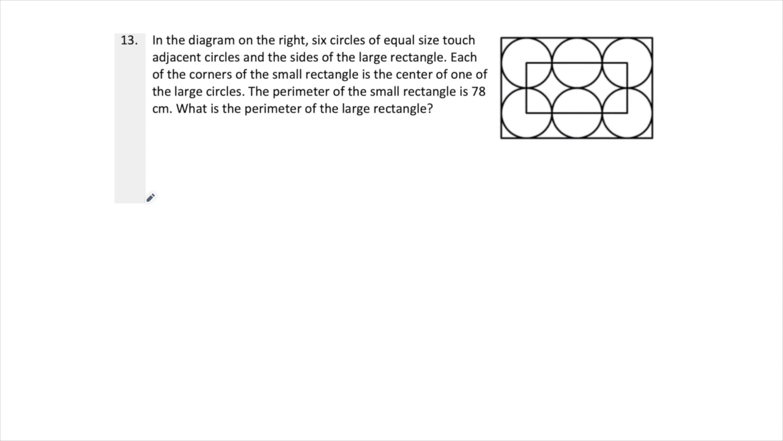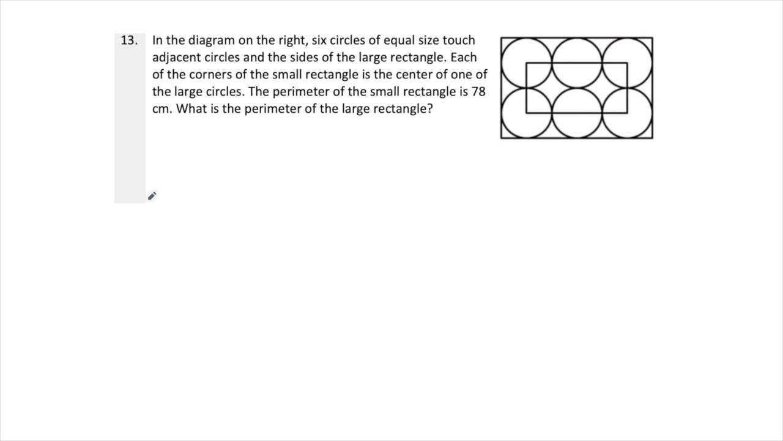For this problem, we have to figure out the perimeter of a large rectangle. We know that 6 circles of equal size touch adjacent circles and the sides of the large rectangle. We also know that each of the corners of the small rectangle is the center of one of the large circles, and the perimeter of the small rectangle is 78 centimeters.